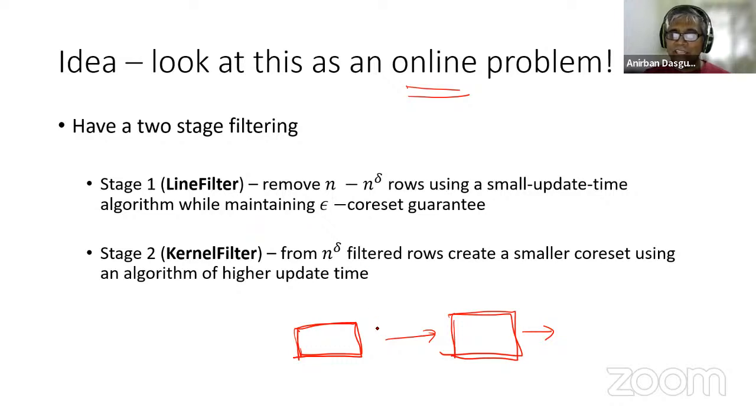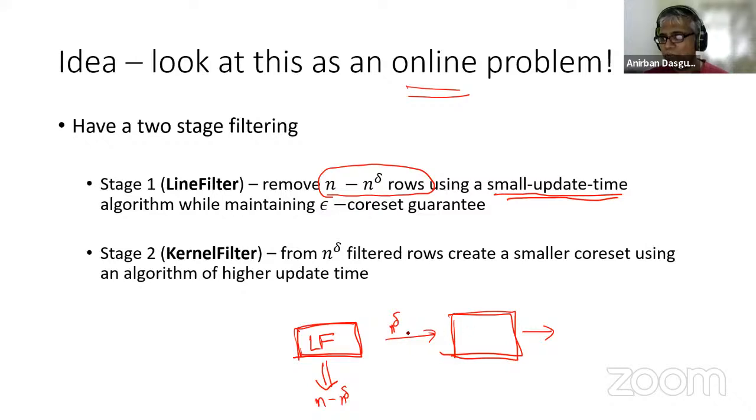What we say is, look at this as a two-stage filter. The first one we call a line filter. What will the line filter do? The line filter will be a very fast algorithm. It will have a small update time, but it won't be a very good algorithm in terms of the coreset size. It will throw away n minus n to the delta rows, and it will keep n to the delta of the data points. So n to the delta is still pretty big. It's bigger than any one of the baselines that you see, but its update time is very small. And it will preserve the epsilon coreset tensor contraction guarantee.